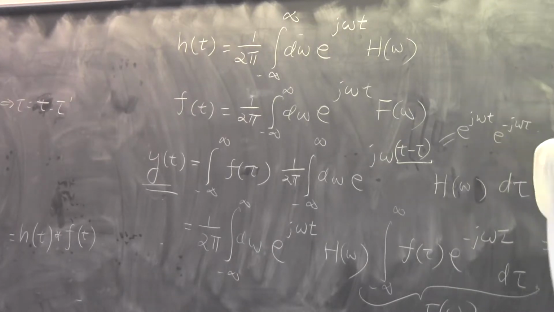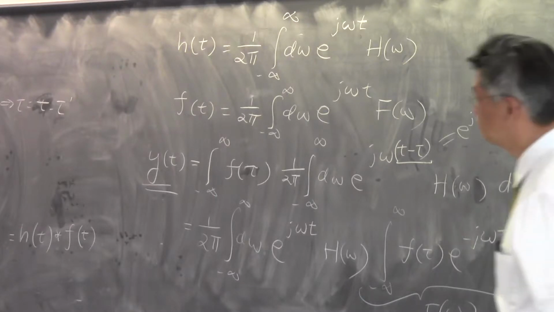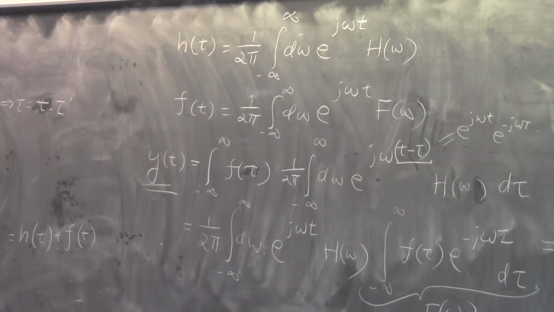Let me erase this part of the blackboard. So what it says is that y(t), which is written as f(t) convolving with h(t), has the Fourier transform H(omega) times F(omega), if the Fourier transform of f(t) is F(omega), and the Fourier transform of h(t) is H(omega). Something that is very complicated looking in this integral is just a product in the Fourier space. This is a very important property of convolution.